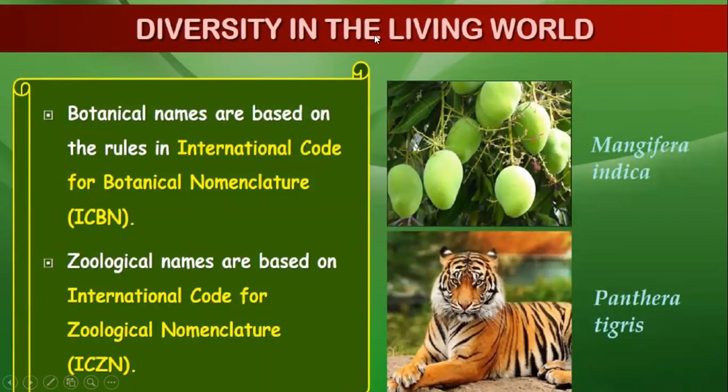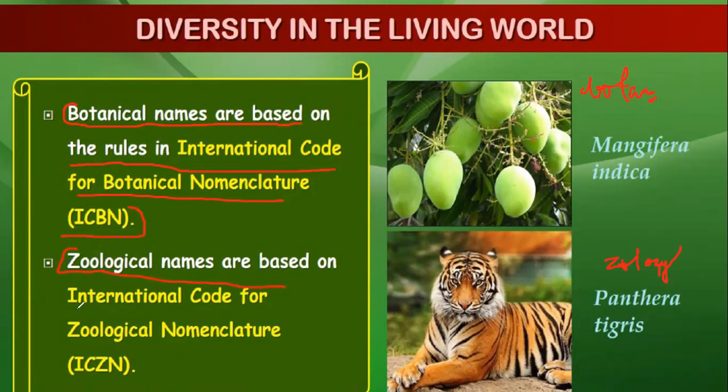Botanical names are based on an important botany. Botany means the study of plants, and zoology means the study of animals. So botanical names, names of plants, are based on the rules and guidelines given by ICBN, International Code for Botanical Nomenclature. And zoological names are given on the basis of the rules and guidelines of ICZN, International Code for Zoological Nomenclature. It is an international code, not Indian. Okay, international code. It's a NEET MCQ.